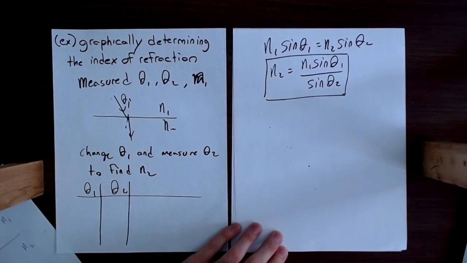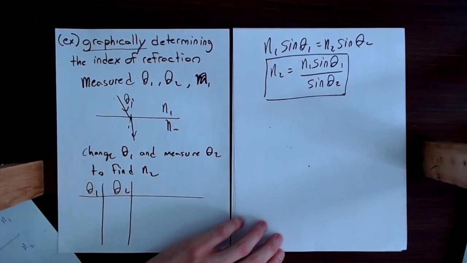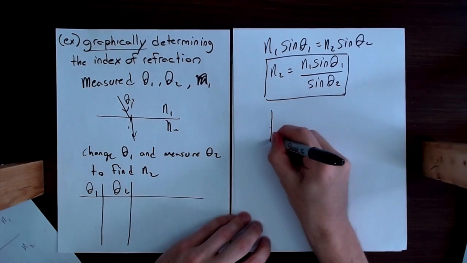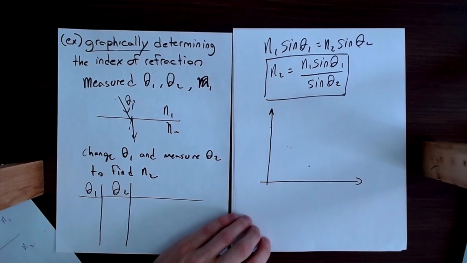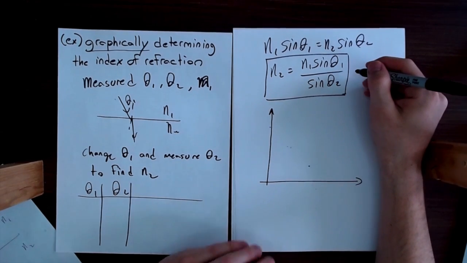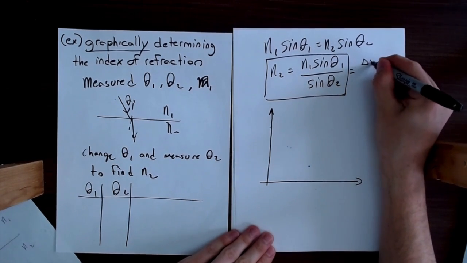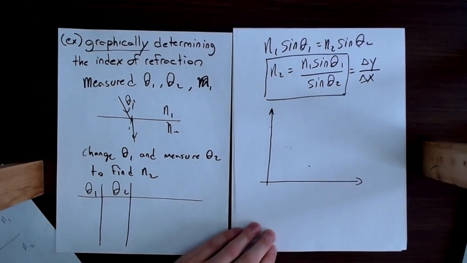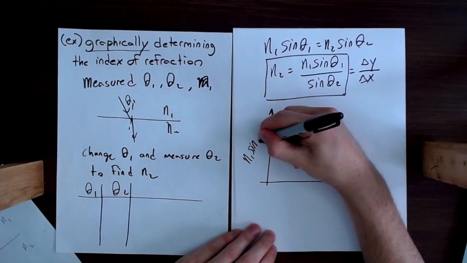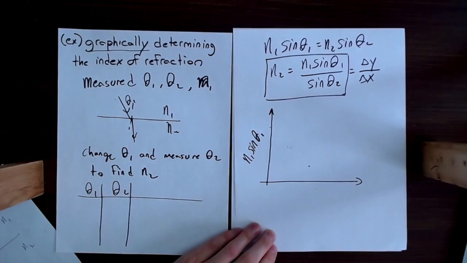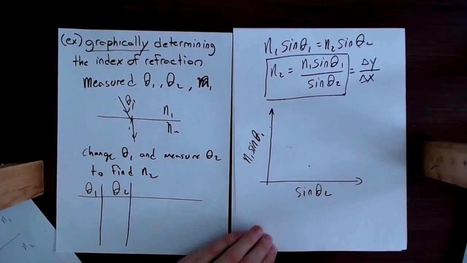But we're not doing this for one data point. We're doing it graphically. So what we want to do is label our axes. Well, what do we want to graph? As we always do when we make a graph, we want to get this in the form of delta y over delta x. So what should our delta y be? n1 sine theta 1. We're talking about linearization here, right? What should delta x be? Sine theta 2.